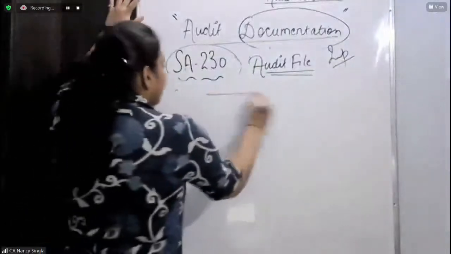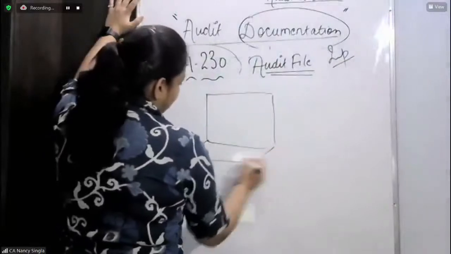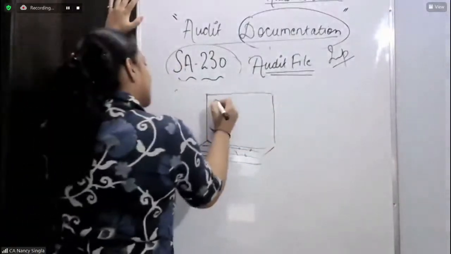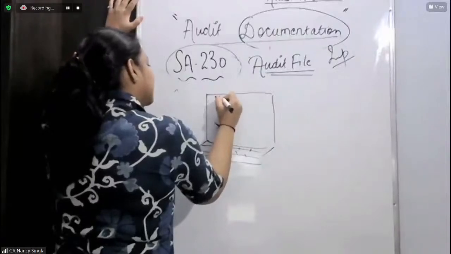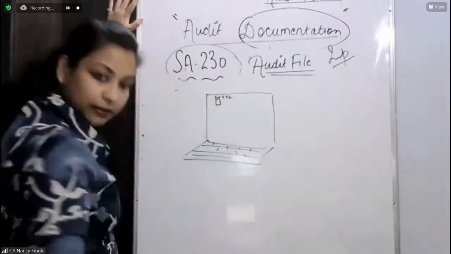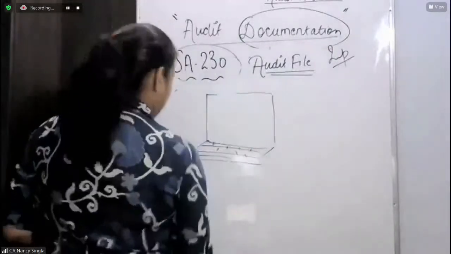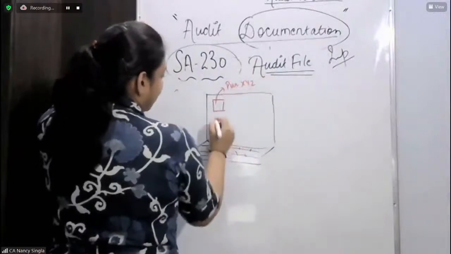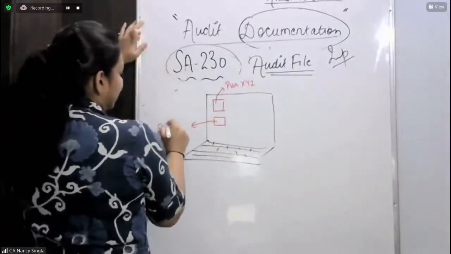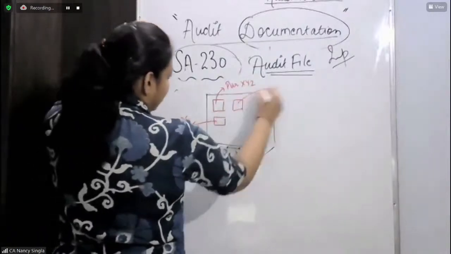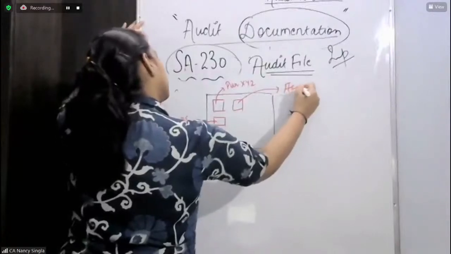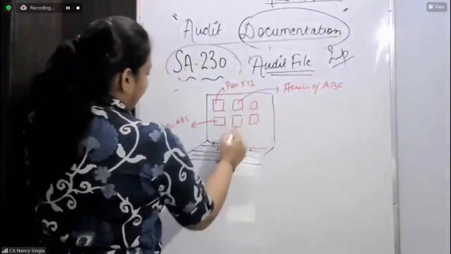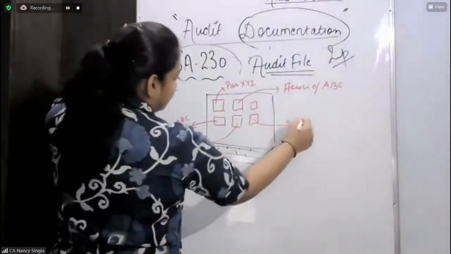Tell me, suppose this is my laptop. Okay? This is the screen and the purchases related to XYZ Limited. I will write it. Here there is a folder which has purchases of XYZ Limited. Then I am having a folder which has sales of ABC Limited. Then another folder which has assets of ABC Limited. Then another folder. This has details of XYZ. This has details of MNO.